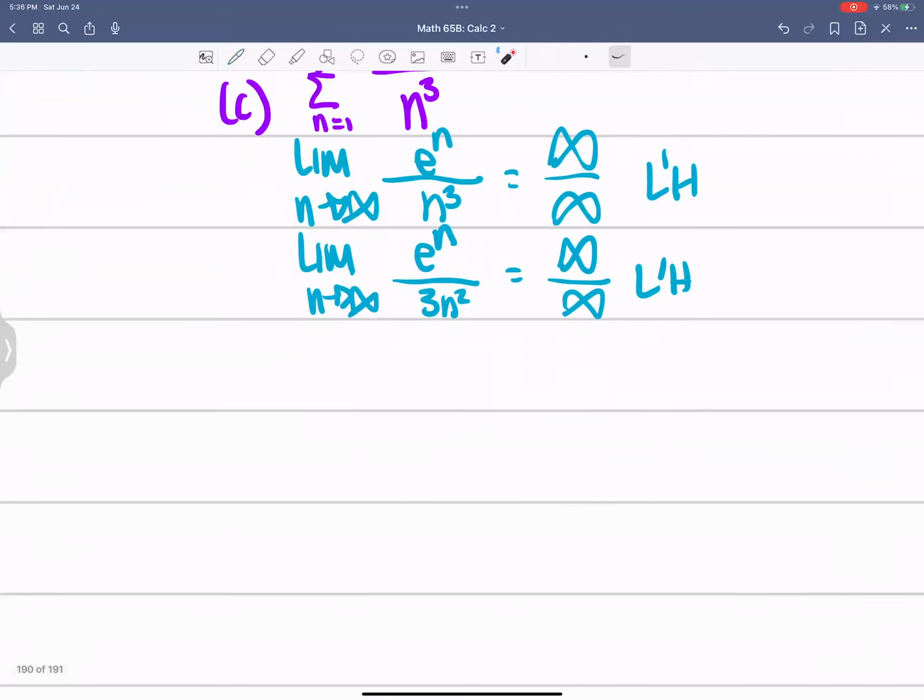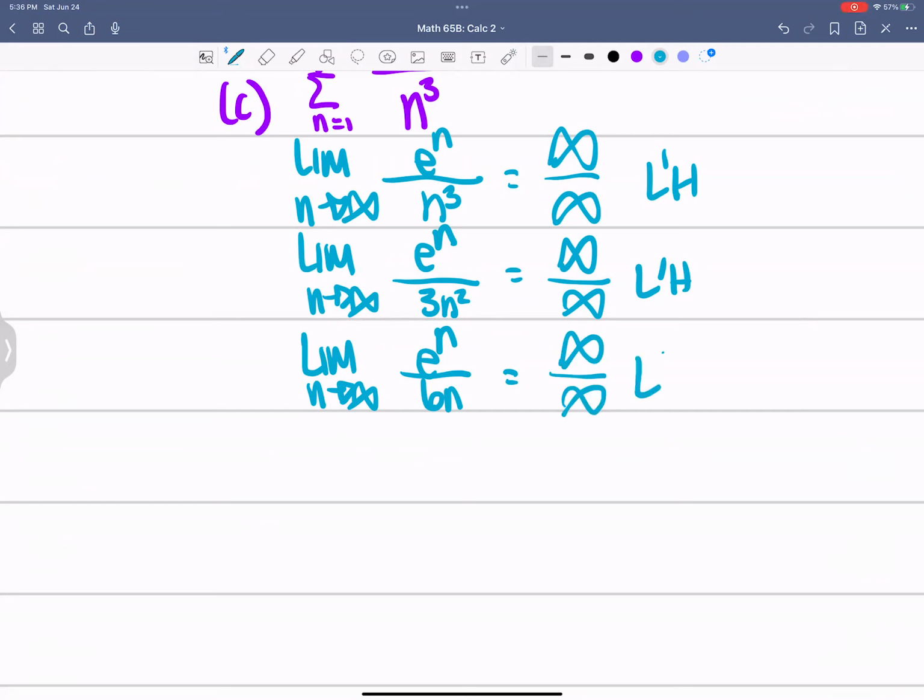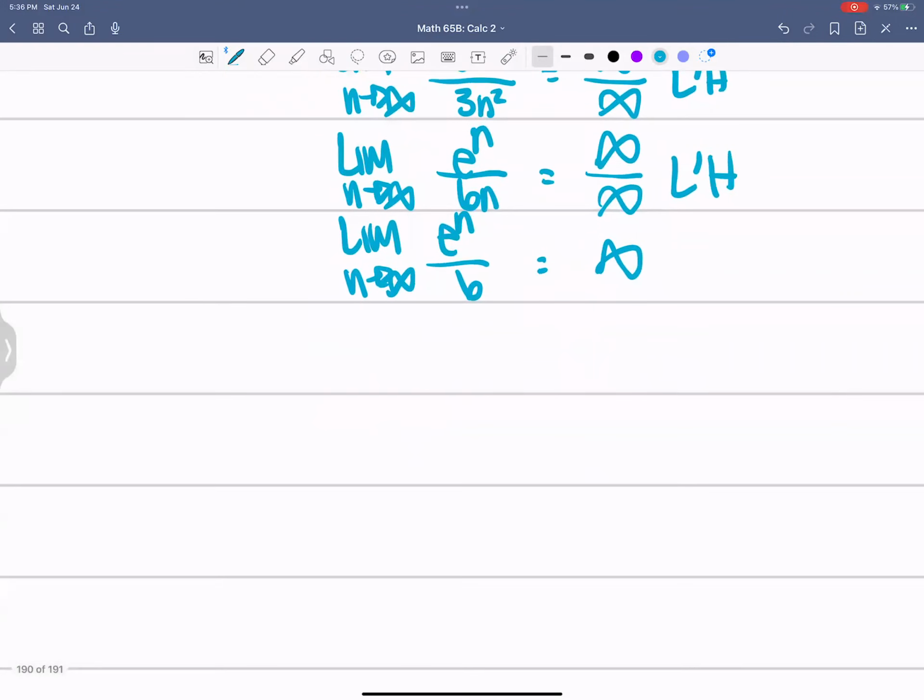But see, as we apply L'Hopital's rule, the denominator ends up shrinking. So the limit as n approaches infinity of e to the n over 6n, which again is infinity over infinity. L'Hopital's rule again. The limit as n approaches infinity of e to the n over 6. This goes to infinity, and because it goes to infinity, it tells us that this diverges. So therefore, a sub n diverges.